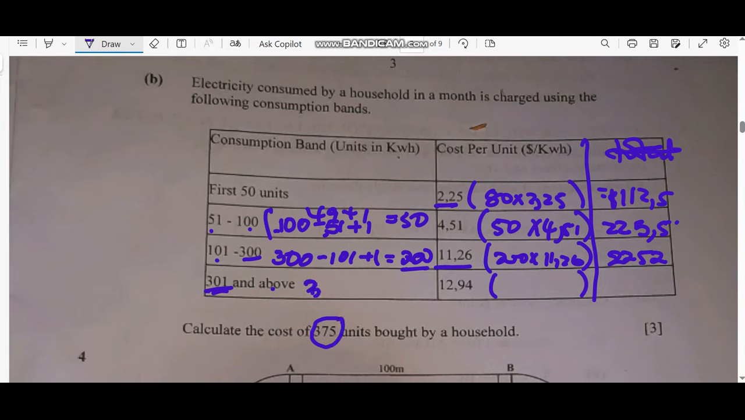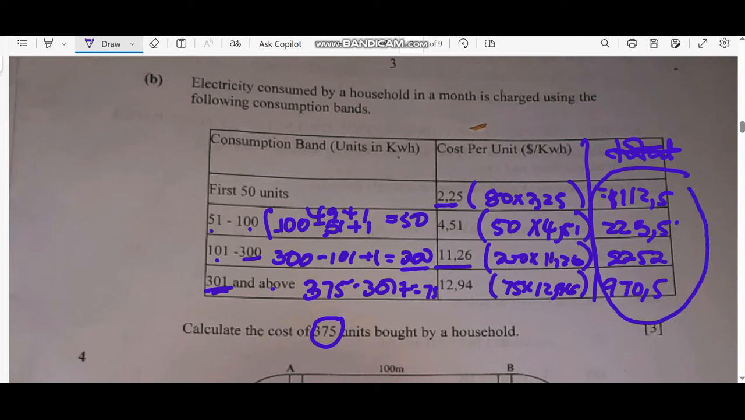Then for 301 and above, we are going up to 375. So 375 minus 301, then plus 1, gives 75. So 75 times 12.94 gives 970.5. Adding everything, the total cost is $3,560.60, which is the amount you should get.